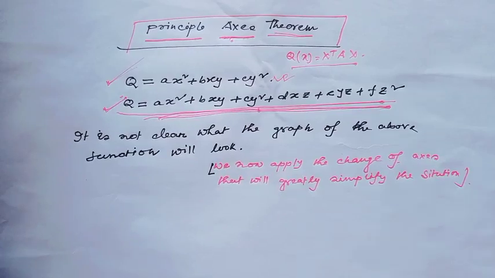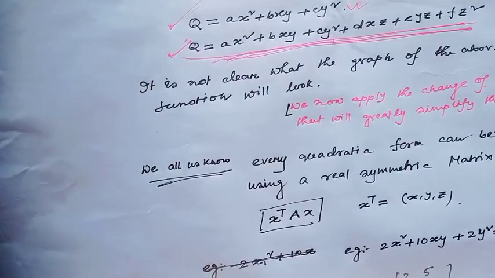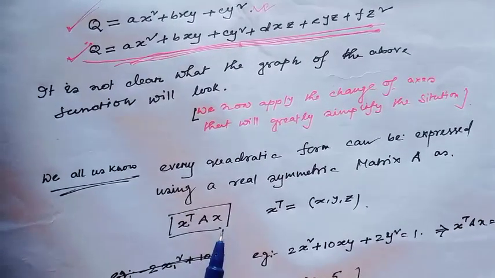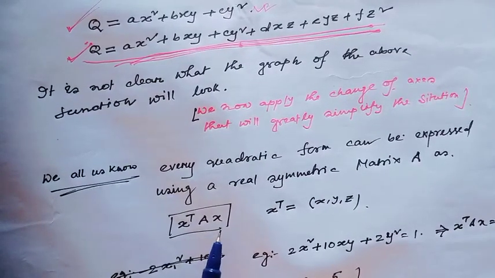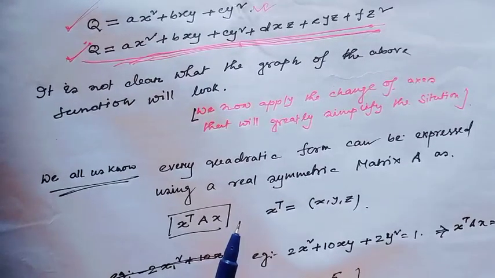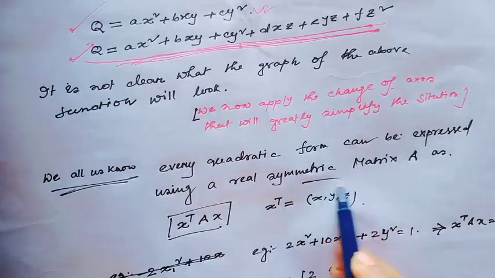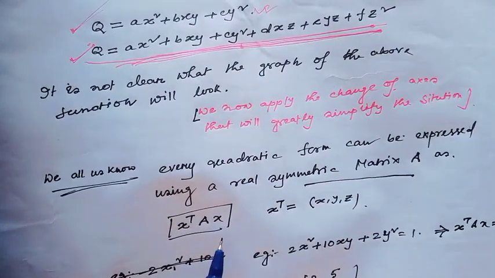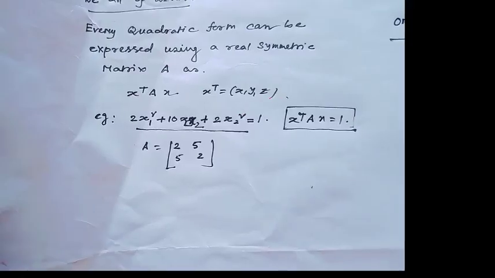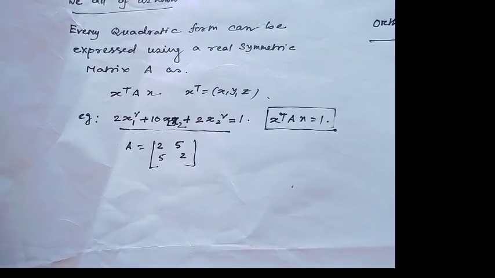Okay, all of us know every quadratic form can be written as x transpose A x, where A is a real symmetric matrix, and x is the column vector x, y, z. So obviously x transpose means the row vector x, y, z.